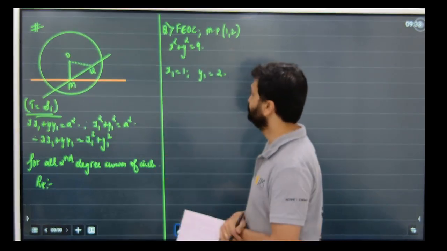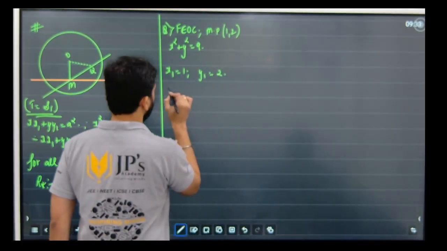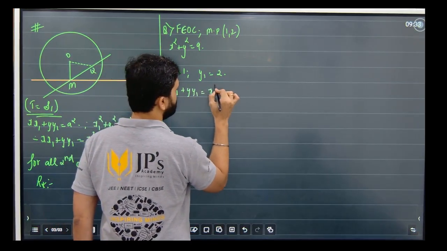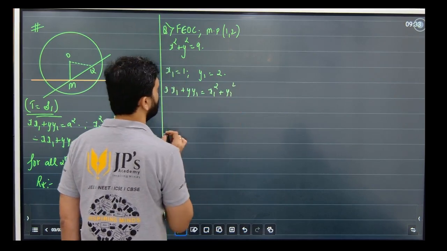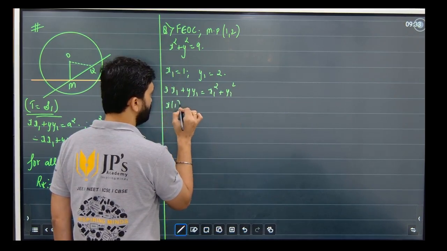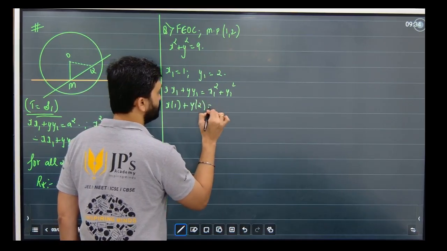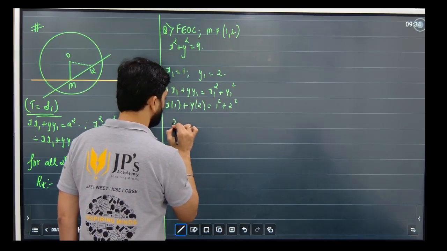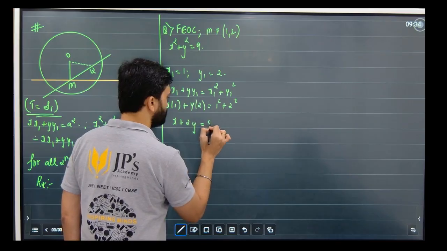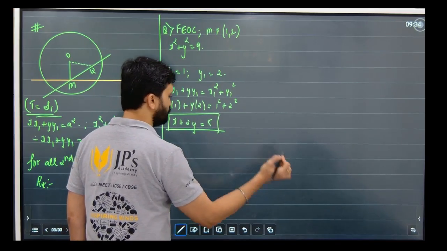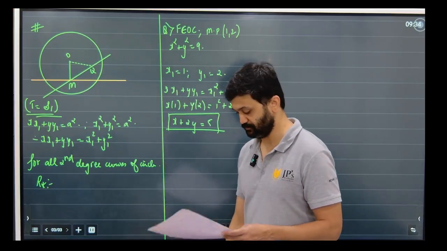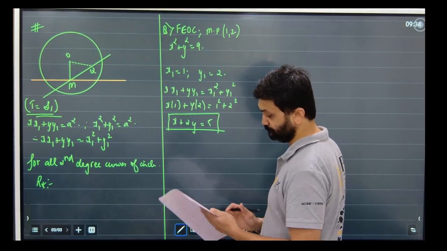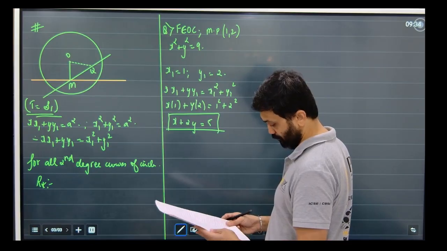Now look at this formula. If I substitute, first I'll write the formula: T is equal to S1, that is x x1 plus y y1 is equal to x1 square plus y1 square. So this becomes x into 1 plus y into 2 is equal to 1 square plus 2 square. So x plus 2y is equal to 5. This is the equation of the chord.